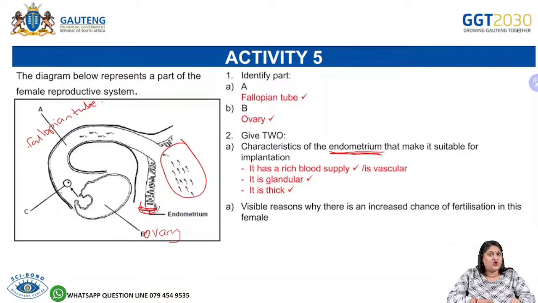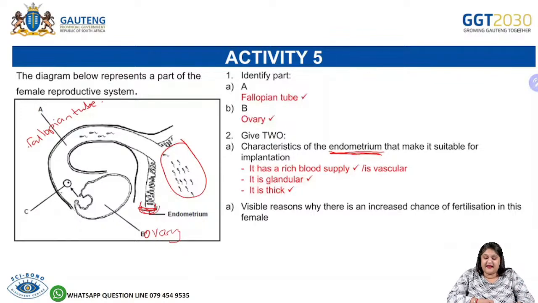Okay, you cannot talk about muscle here. You cannot talk about muscles because this is what learners did. They talked about muscles, but remember it's the endometrium and not the uterine wall. The uterine wall is muscular. The endometrium is glandular and vascular and thick. It's like spongy, you could say.